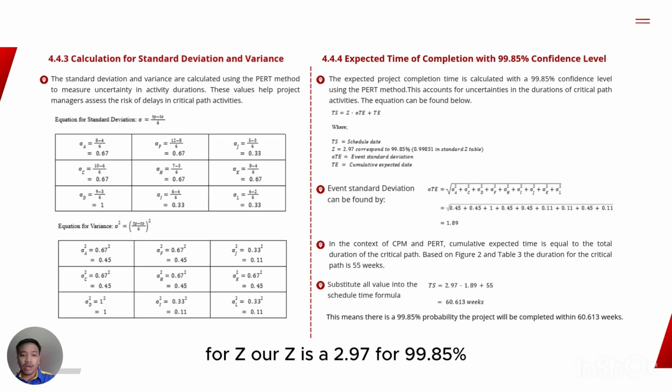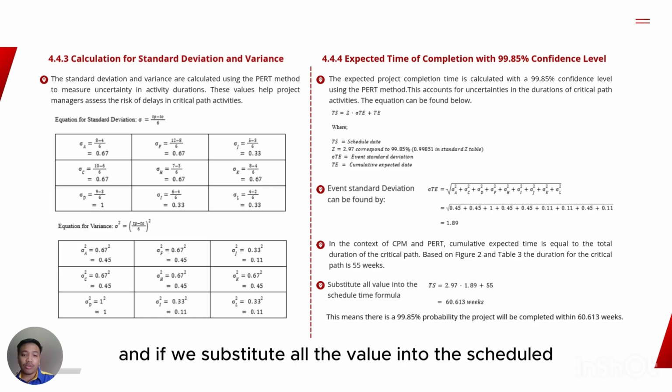For Z, our Z is 2.97 for 99.85% according to the Z table, and the event standard deviation can be found by summation of our variance and taking the square root of it. In the context of CPM and PERT, cumulative expected time is equal to the total duration of the critical path, which has been calculated before, and the value we obtain is 55 weeks.